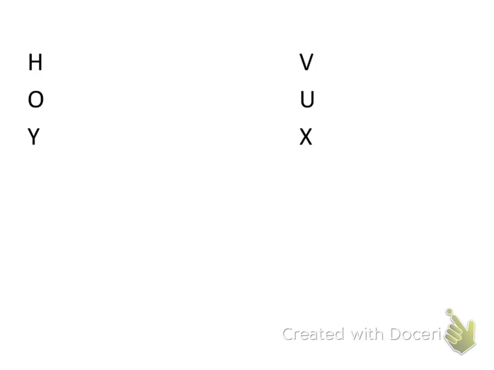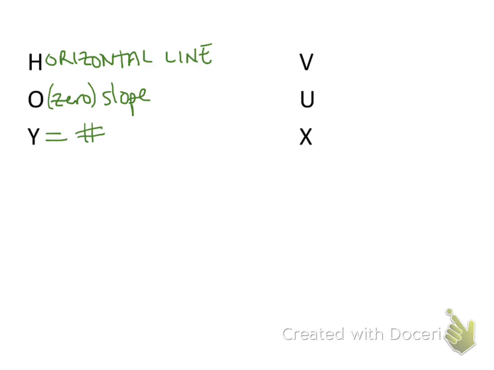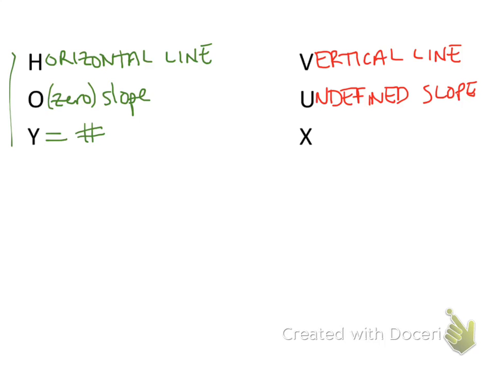So remembering this little phrase, HOY VUX, can sometimes help you in graphing lines. It's an acronym, and the HOY stands for horizontal line, which means it's going to have a 0 slope, and the equation is going to be y equals. So in other words, if you come across any one of these 3 cases, if I have an equation that's y equals and there's no x in it, I know automatically it's going to be a horizontal line. Similarly, VUX stands for a vertical line, an undefined slope, and the equation is x equals. So if you ever have just x equals and there is no y coordinate, it's going to be a vertical line.